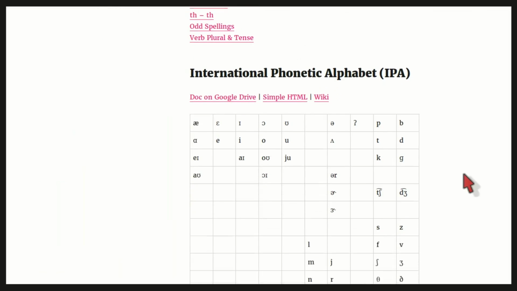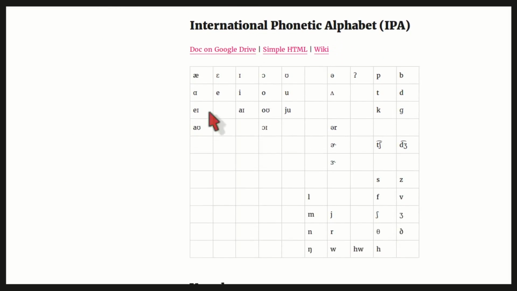Here's an introduction to phonics and spelling. A, I, O, U. A, E, O, U. A, I, O, U. Ow, oi.